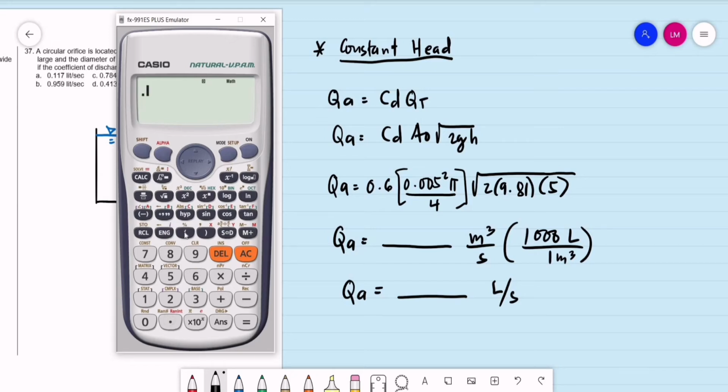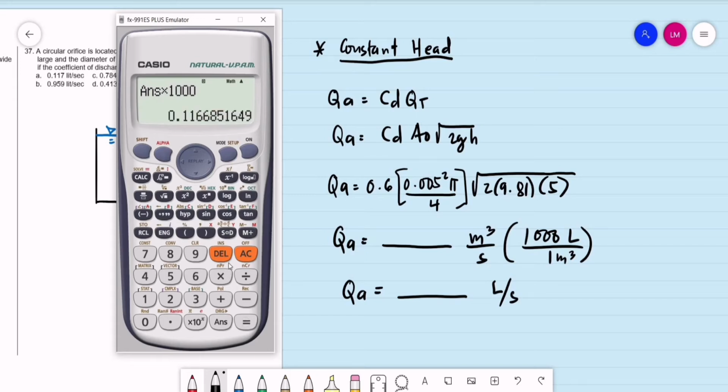That is 0.6 multiplied by 0.005 squared, and this is pi over 4, the area of the orifice. Then the theoretical velocity is the square root of twice of 9.81 multiplied by the head, 5 meters. And then multiplied by 1,000 to be in liters per second.